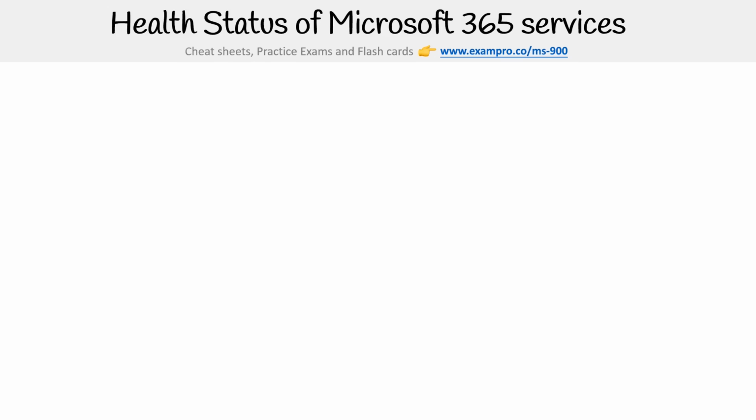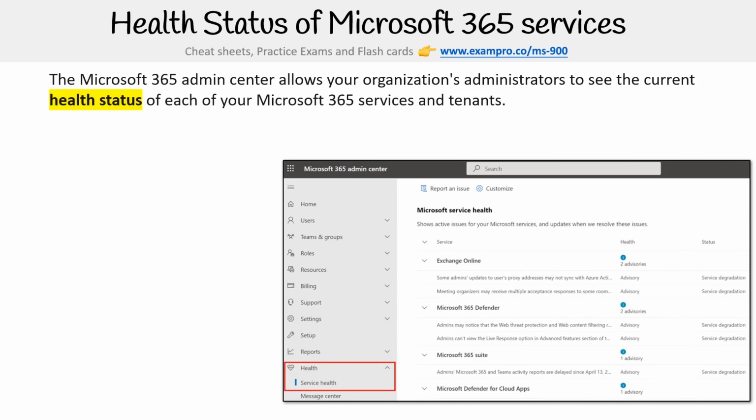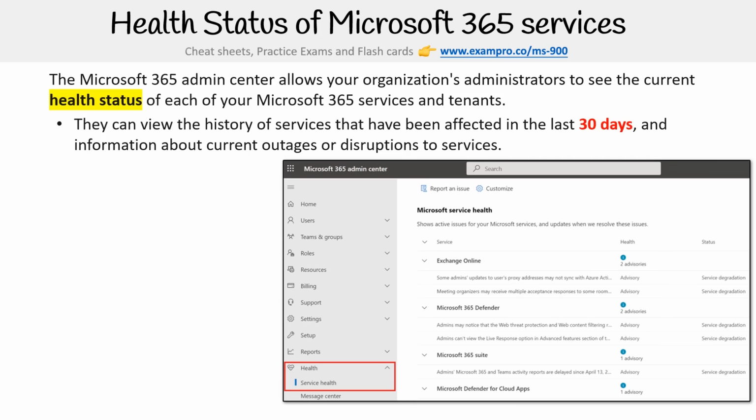Hey, this is Andrew Brown from ExamPro, and we're taking a look at the health status of Microsoft 365 services. The Microsoft 365 Admin Center allows your organization's administrators to see the current health status of each of your Microsoft 365 services and tenants. They can view the history of services that have been affected in the last 30 days and information about current outages or disruptions to services.